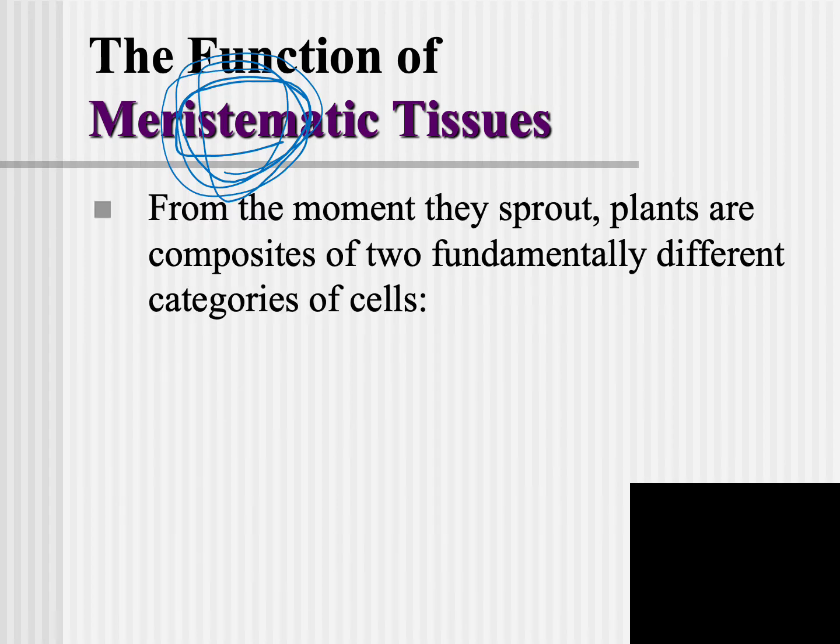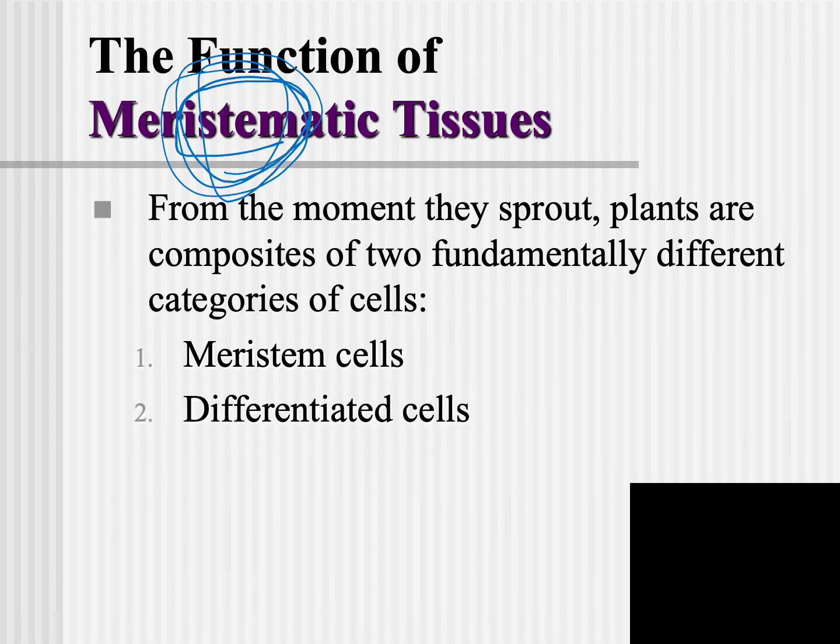So let's talk a little bit about meristematic tissues. In the term meristematic tissues, we have the word stem. One of the things that we know about stem cells is they have the ability to give rise to different kinds of cells. And so, like we have stem cells, plants also have meristematic tissues or meristem cells. The meristem cells have two fundamental differences.